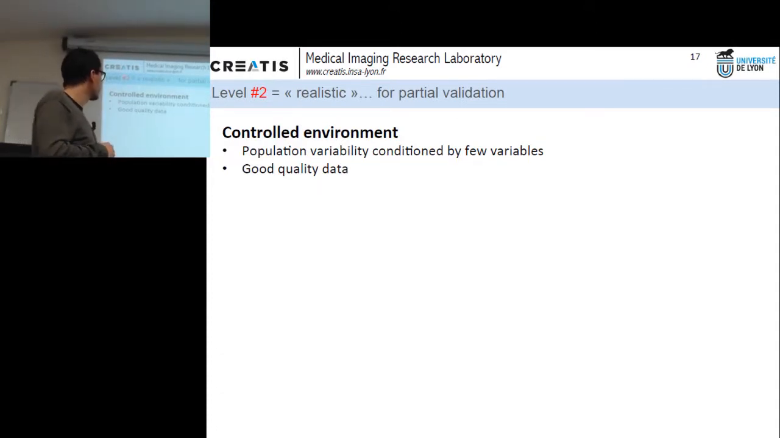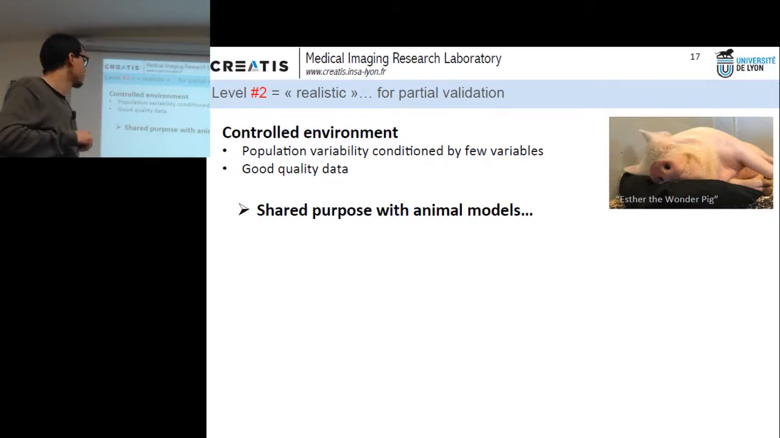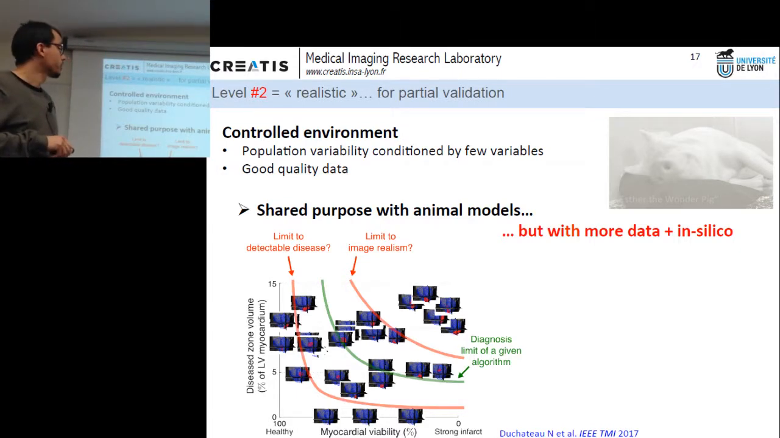A better level of realism is trying to get realistic data, still not to be mixed with your real databases, but for partial validations. The purpose here is to have a controlled environment where your population variability is conditioned by a few variables about your synthetic models, such as stiffness and the size of the heart. And good quality data to validate your algorithms, even if not realistic enough, lets you partially understand what happens in your algorithms. I think there's a shared purpose with the philosophy behind animal models, because even if you don't have many data, there's still a purpose of partially validating in a controlled environment. The only difference is that with a computer simulation, we go with more data, in silico data.